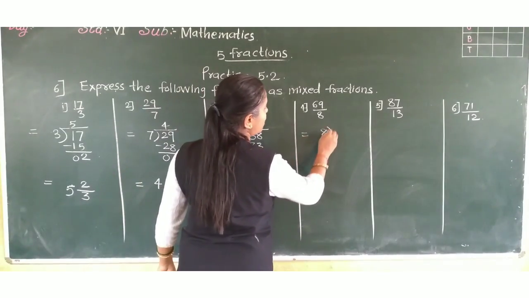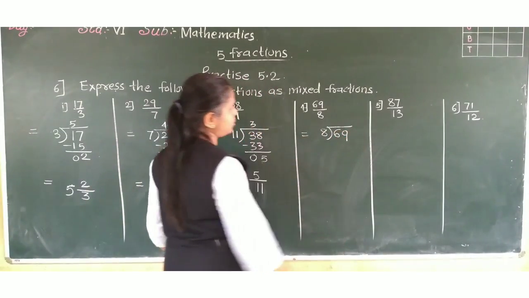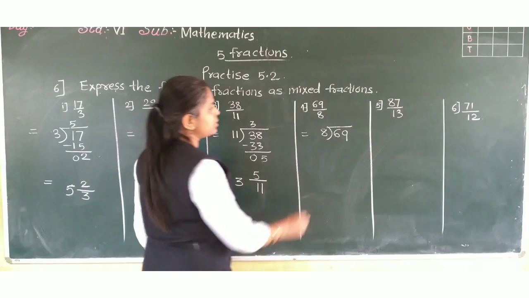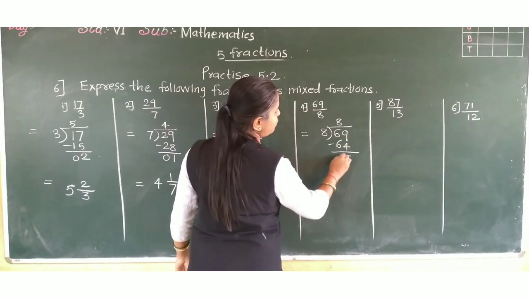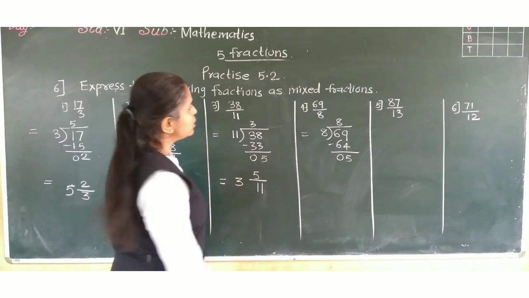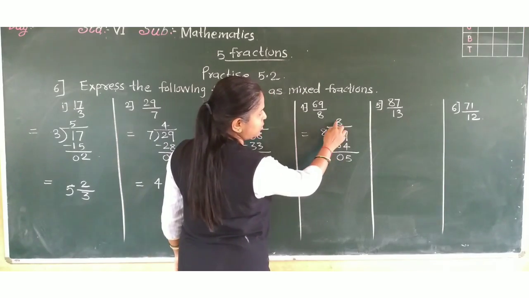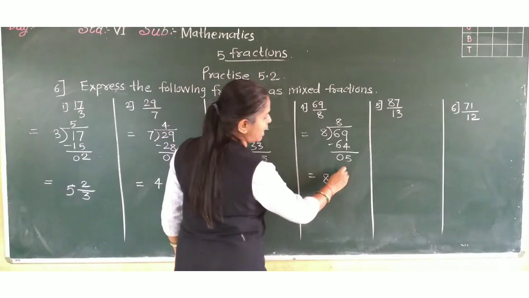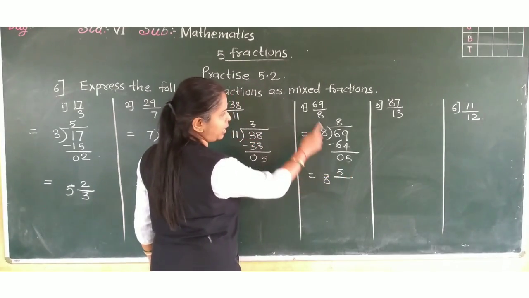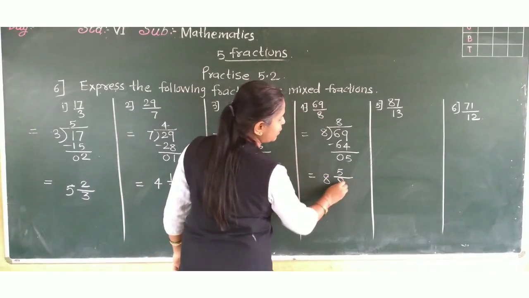Next, 69. So divide 69 by 8. 8 8s are 64. Okay. So 9 minus 4, 5. Correct? So now the quotient write as a whole number, remainder as numerator. Okay. And the denominator will remain the same.